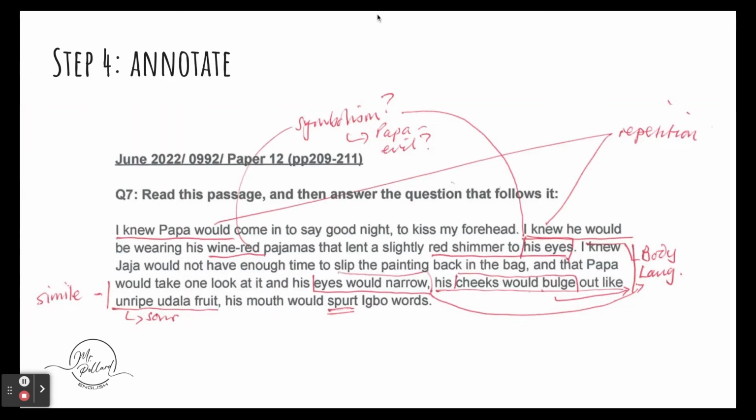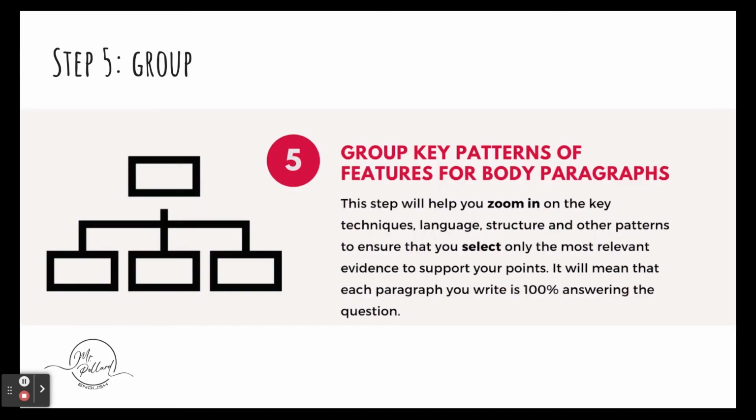Okay, so this is what it might look like here. And this is an example of a section from my annotations. Here you've got possible symbolism. I've picked out repetition going on there. As you can see, it is not pretty, but it's there just to help you when you're coming to put together and structure your response.